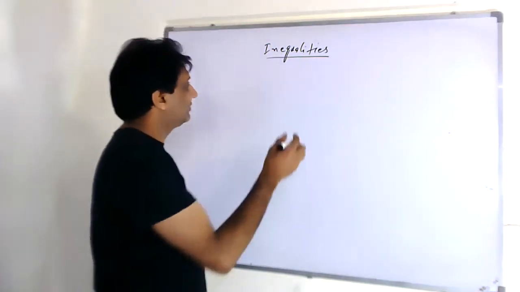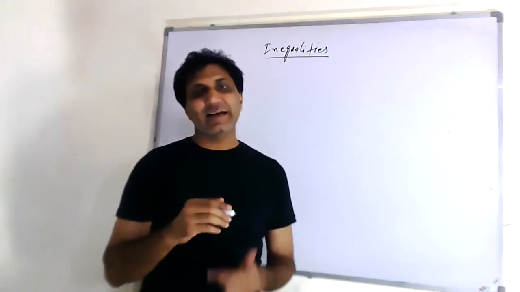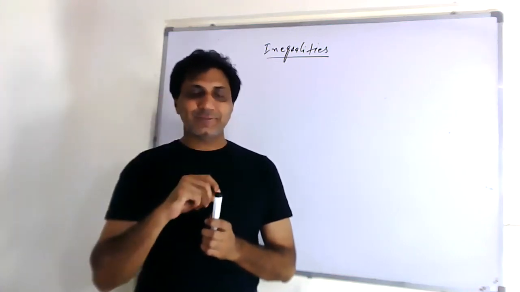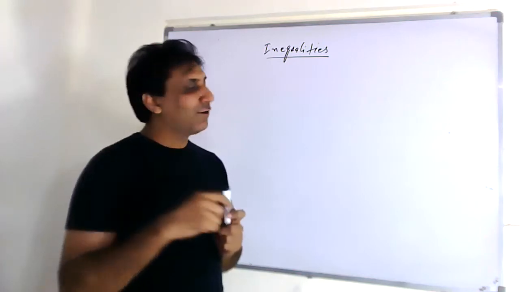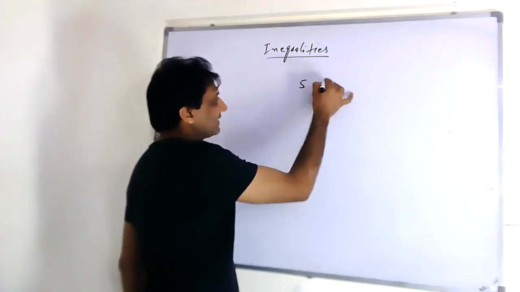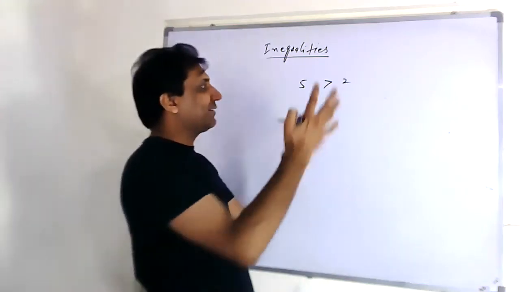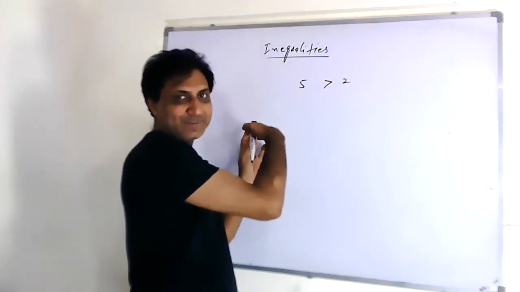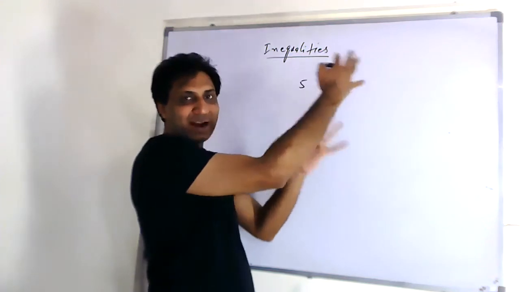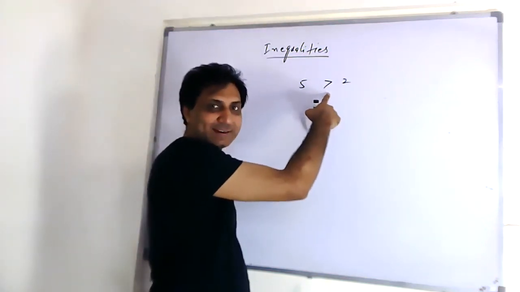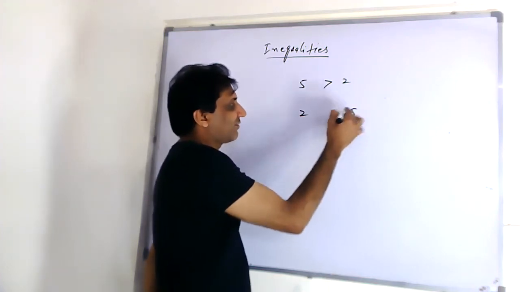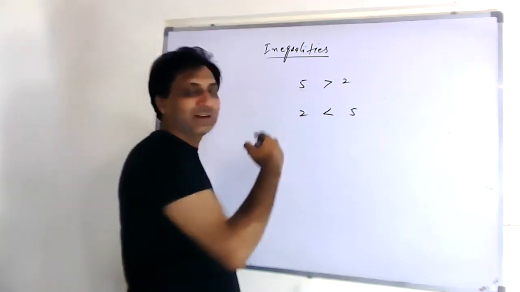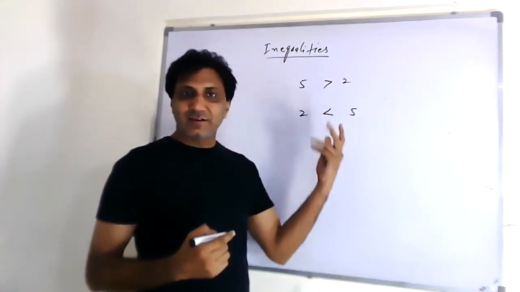So inequalities. For example, we have to know just one thing, that when we reverse the sign of inequality from greater than to less than and from less than to greater than. For example, 5 is greater than 2. So when you bring this whole part from right side to left side and this whole part from left to right, you have to change this inequality. Now, will you put greater than? No, 2 is less than 5 now. So you have to change the sign of the inequality.